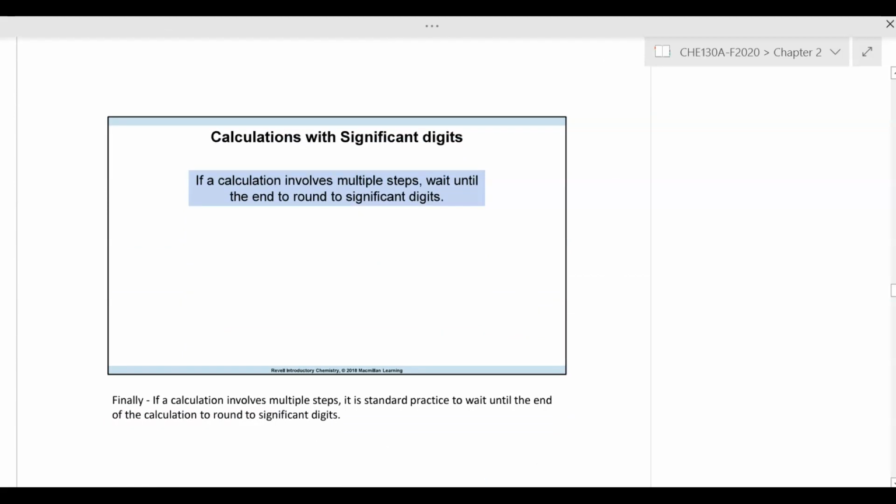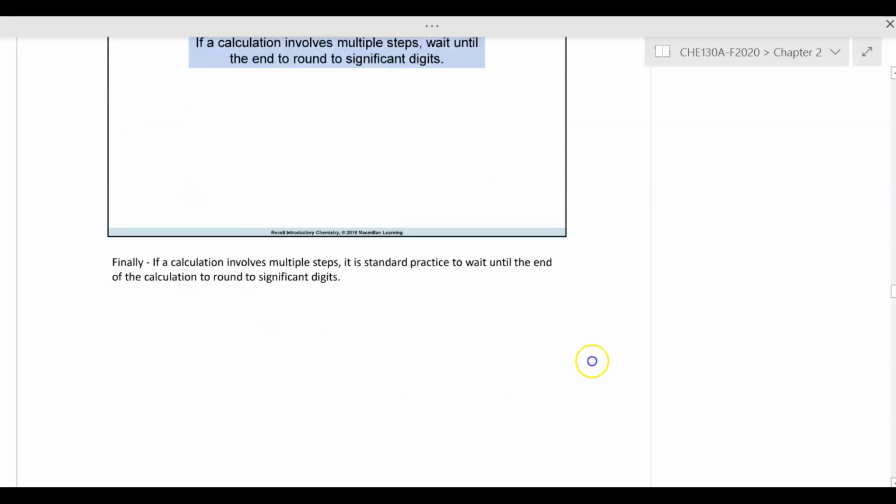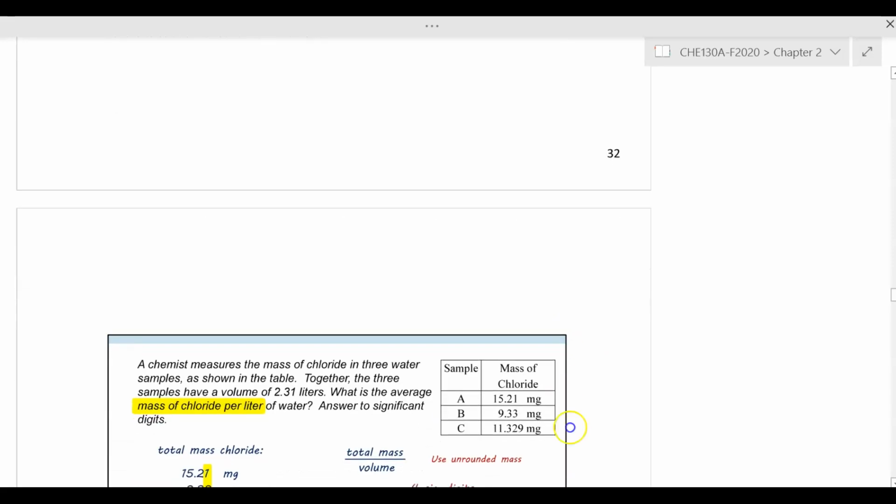And what we do if we're doing a multiple step calculation is that we're going to wait till the very end to do the rounding. We'll carry those extra decimal places in our calculator until we get to the end.